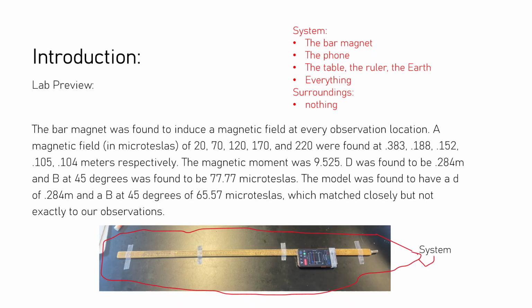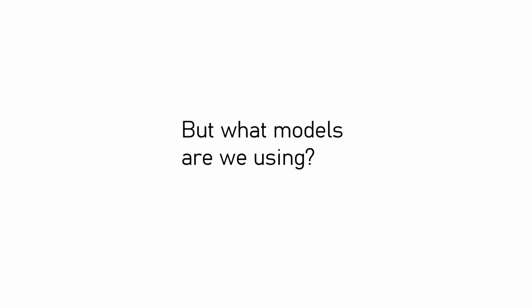So, a little preview of the results. First, the system was basically everything and the surroundings were nothing. As a preview, we found a bunch of magnetic field values at different locations, but the important ones were the magnetic moment being 9.525, the D observation location found to be 0.284 meters, and the magnetic field at 45 degrees being 77.77 microteslas. The model had the exact same D and a magnetic field of 65.57 microteslas, which is a close match but not exact. So what model are we using exactly?